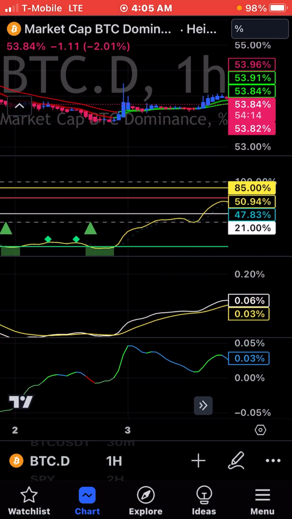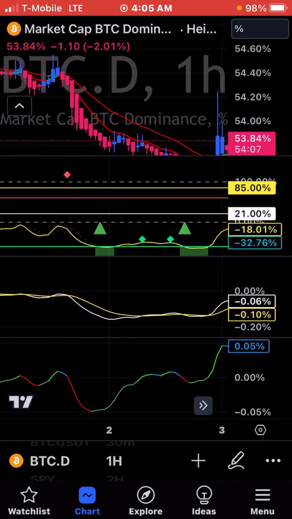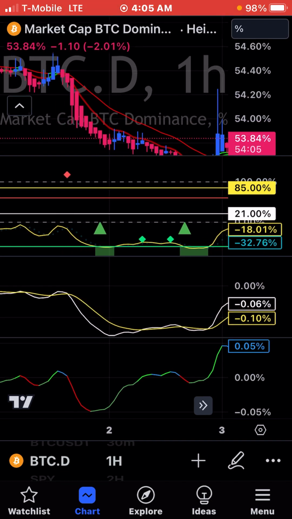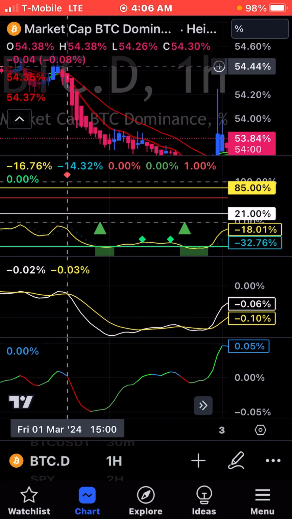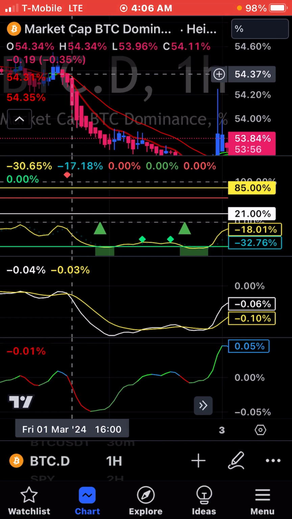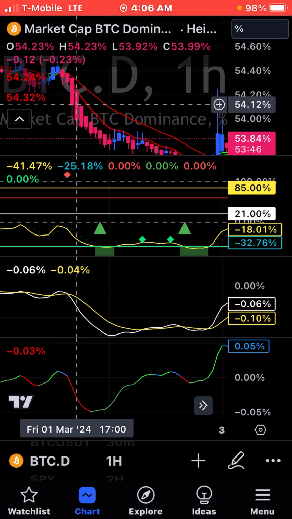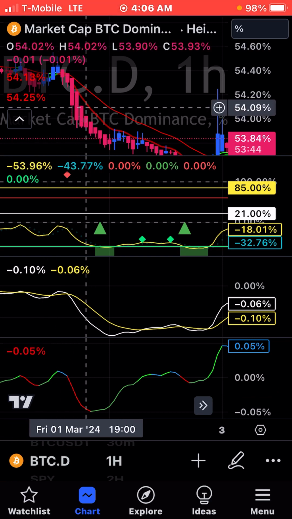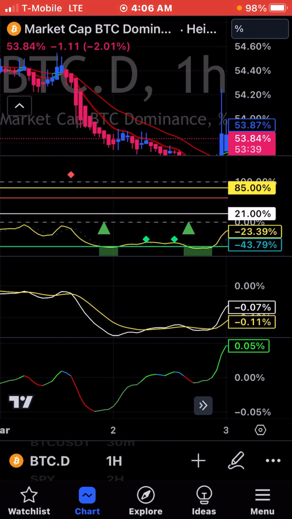But let's look at some other points on the dominance here. Right here, we want to look first at crosses down, and we see it happening right here. Here's a downtrend. You see that with the Trade Sniper MACD. You also see with Trade Sniper right here that it's red. So that's another indication. And then you see the wave trend here going down as well. So that is a strong indication of a downtrend.